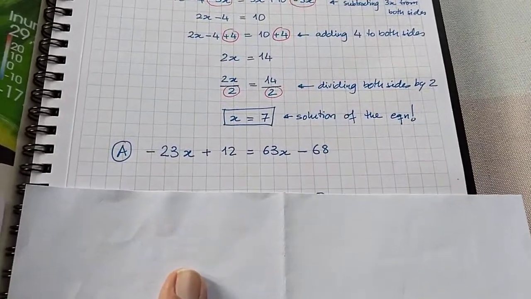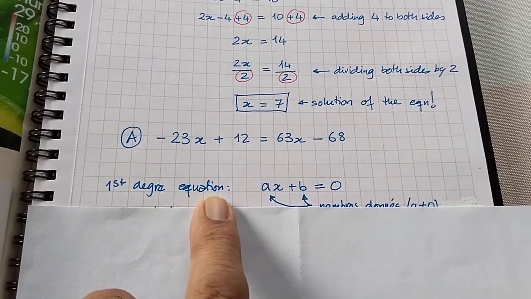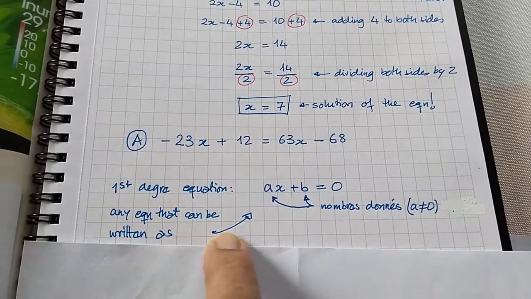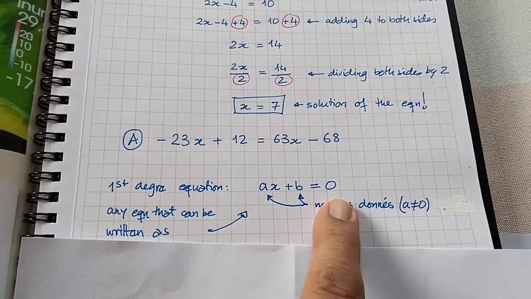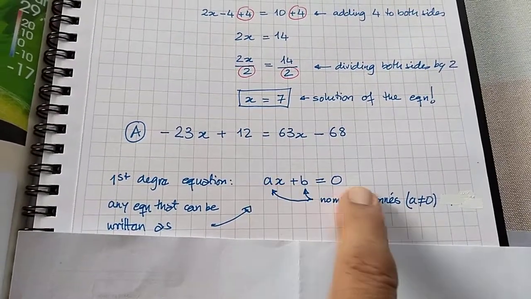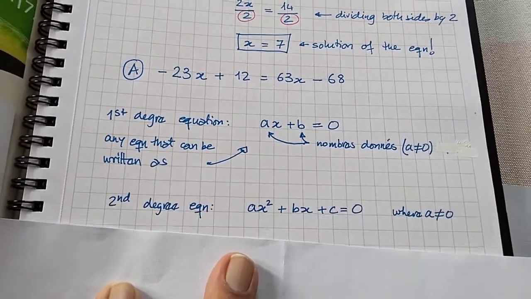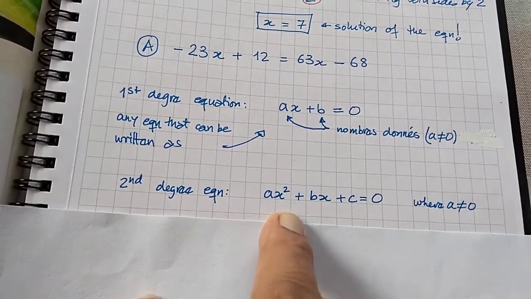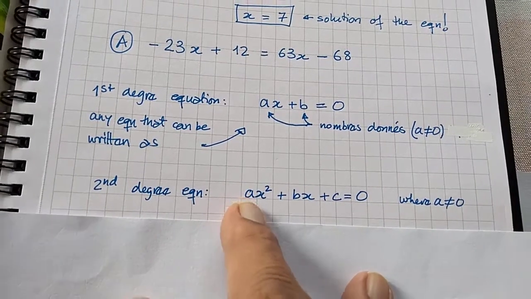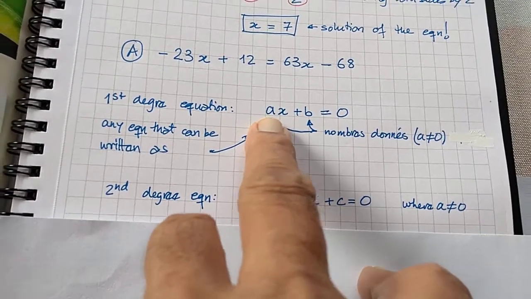Okay? Right, there's just one term that I have to explain to you. This is known as an equation du premier degré or first degree equation, which means that any equation that can be written as ax plus b is equal to 0 with a and b given numbers, where a is not equal to 0, is called a first degree equation. Similarly, a second degree equation is ax squared plus bx plus c is equal to 0, where a is not equal to 0. So whenever you have x squared, it's a second degree equation. Where you have just x, it's a first degree equation.